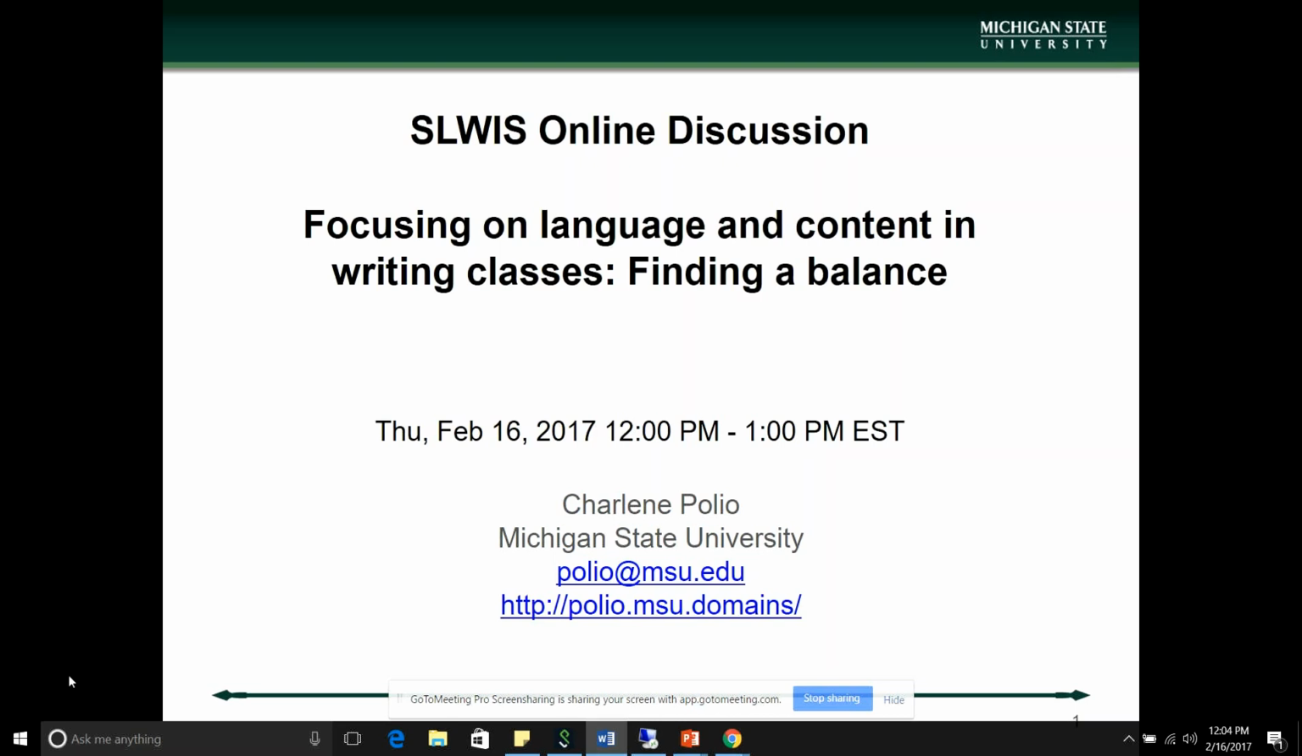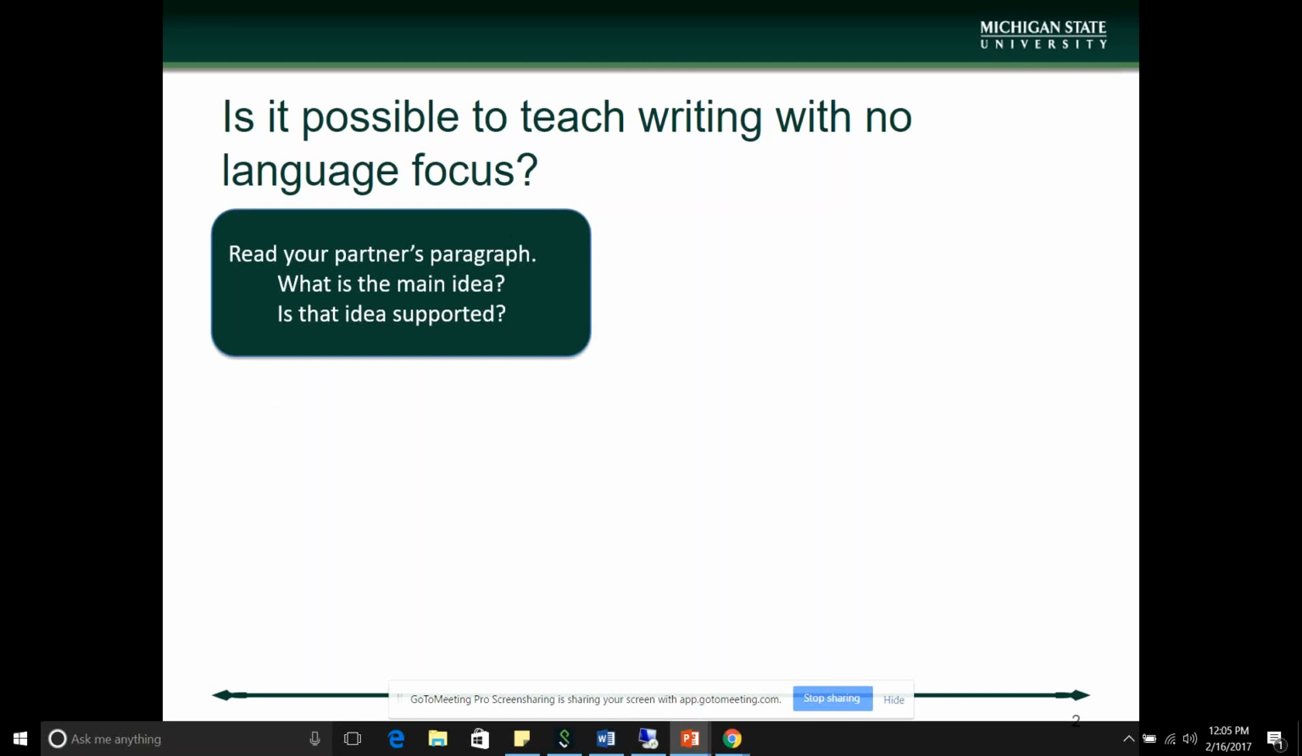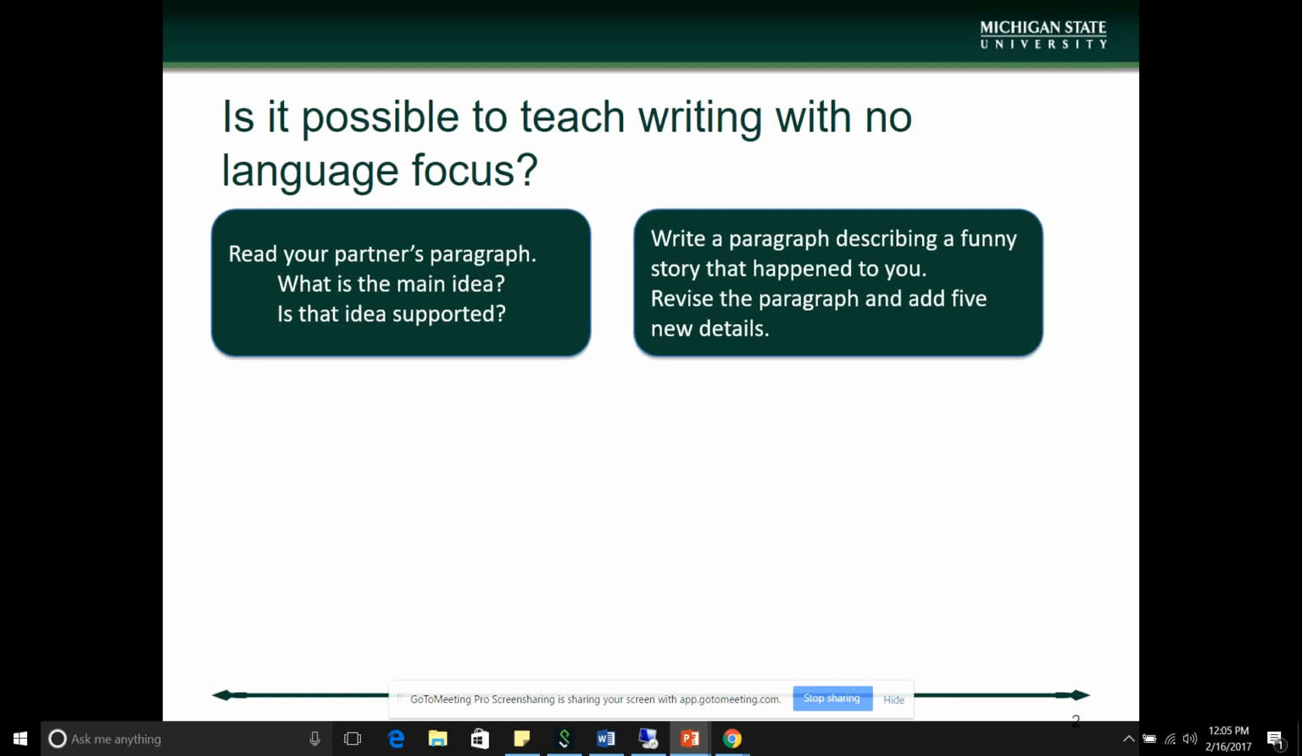Let me see if I can advance the screen here. Okay. So one of the things as we're thinking about this is, is it even possible to teach writing with no language focus? Well, certainly students are always using language when they're writing, but let me show you a couple of examples of activities. So one is this: read your partner's paragraph. What is the main idea? Is that idea supported? Write a paragraph describing a funny story that happened to you. Revise the paragraph and add 5 new details.